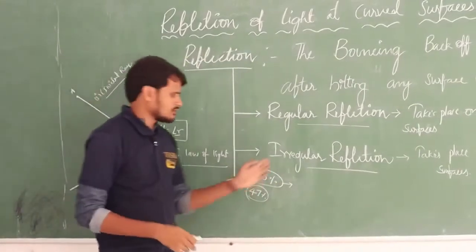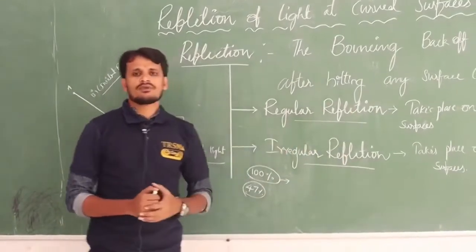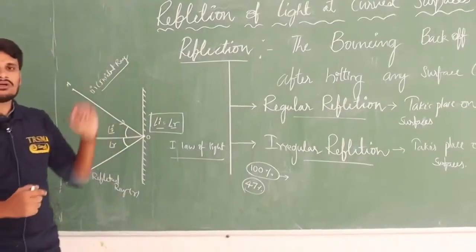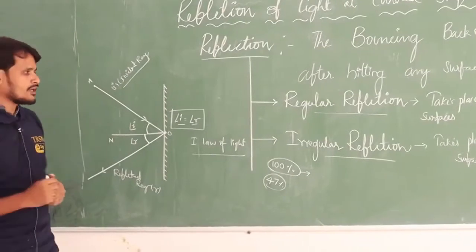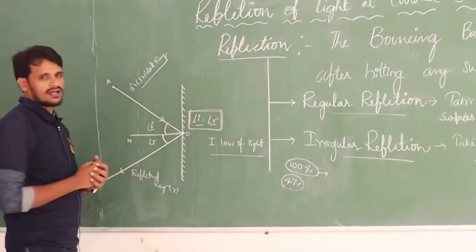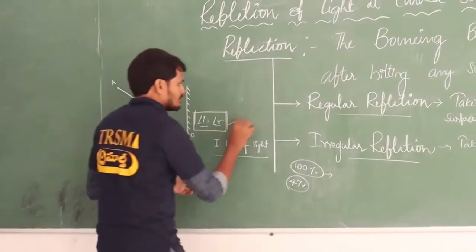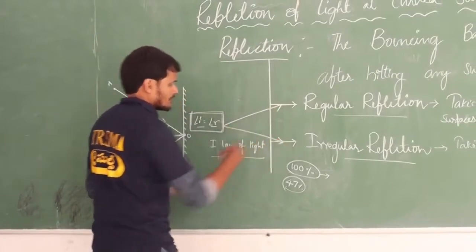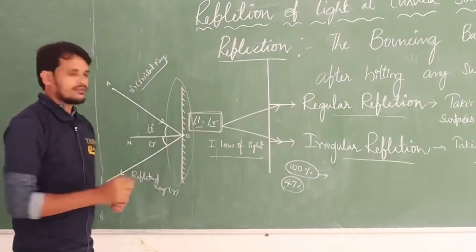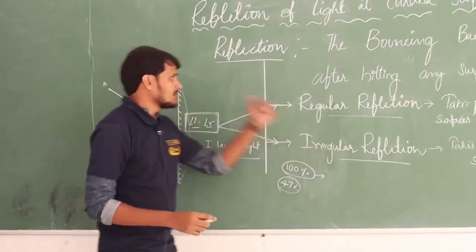Okay, let's come to the point. Irregular reflection is a reflection that takes place on irregular surfaces or rough surfaces, and that is known as what? Irregular reflection. Now our doubt is, okay, light's first law is stated as what? I equals R, angle of incidence equals angle of reflection. Is it the same for both? Why? Because I gave the example of regular reflection here, so for regular reflection I is equal to R, that's fine. So what about irregular reflection? Let's take irregular reflection.